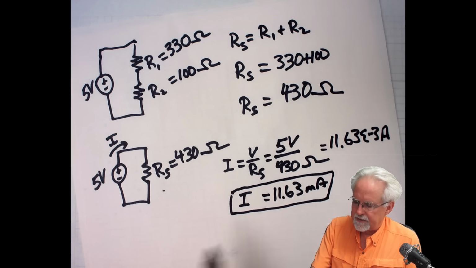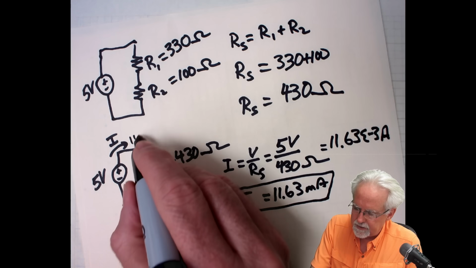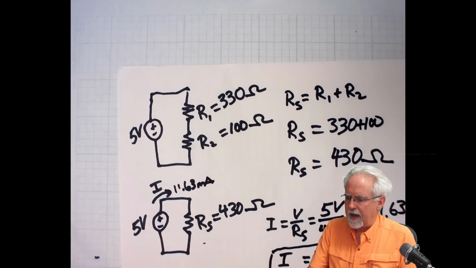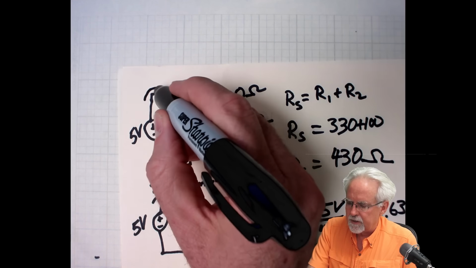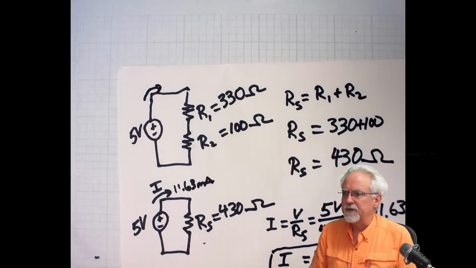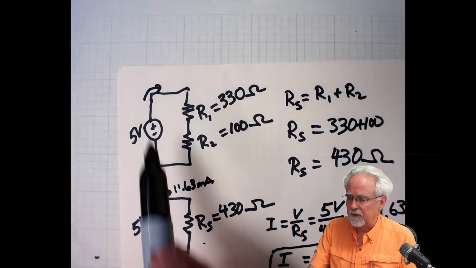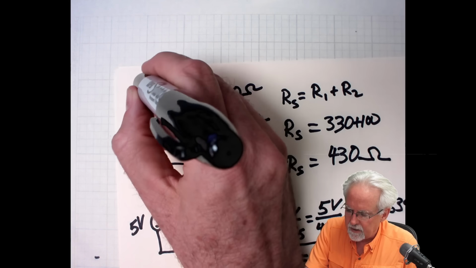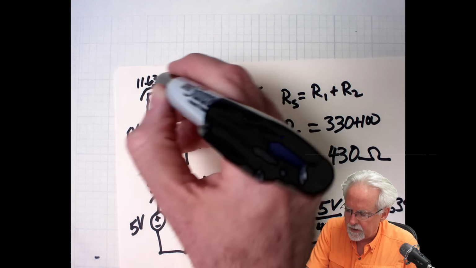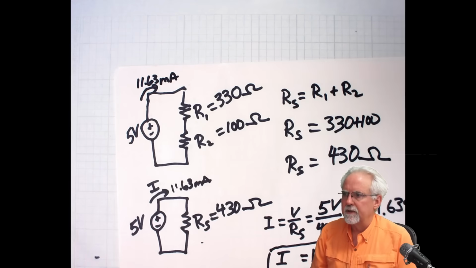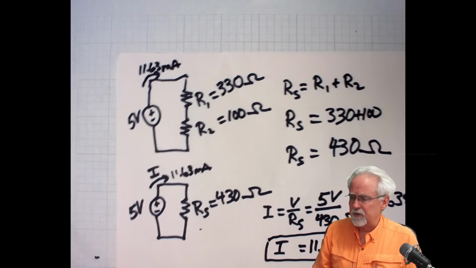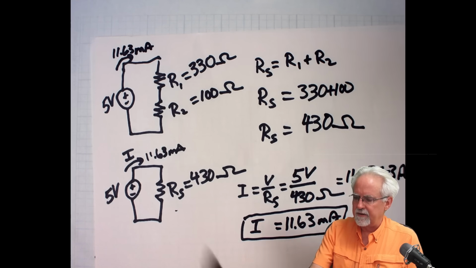And so here I have started my circuit analysis, but I'm not done because now I know this current here, and that's 11.63 milliamps. But now I've got to go back up to the real circuit, not the equivalent circuit. Well, what you can see is because they're equivalent, this current is exactly what we calculated. It is 11.63 milliamps.